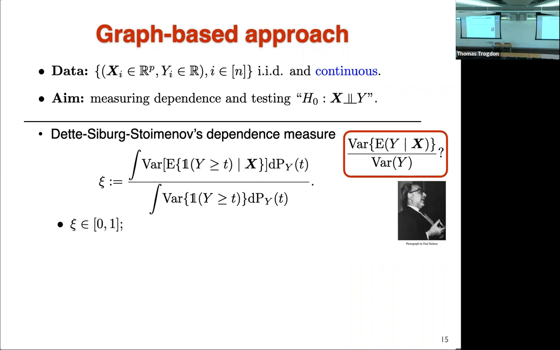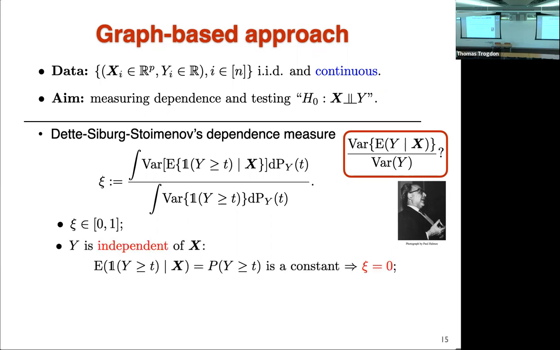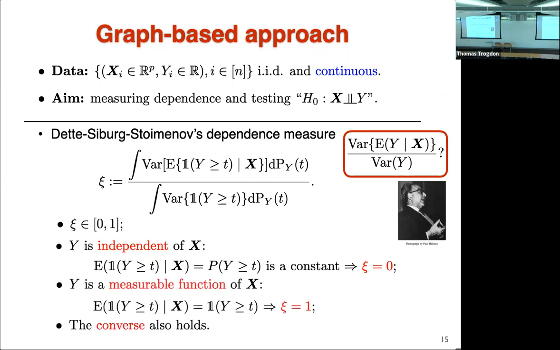So this one, again like Rényi's suggestion, should be between 0 and 1 because of the law of total variance. If they are independent, then it is class 0, simple math. If y is a measurable function of x, then it is class 1, again simple mathematics. But the interesting part is the converse is also true. So actually, this measure of dependence is the one that also satisfies Rényi's criterion. That's a very good one.